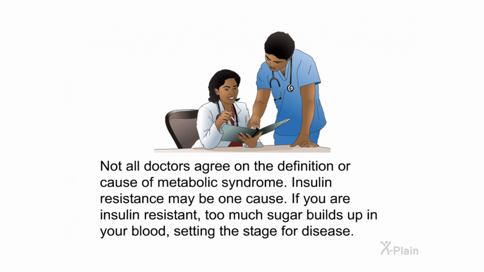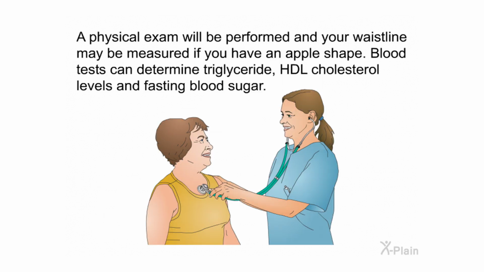Not all doctors agree on the definition or cause of metabolic syndrome. Insulin resistance may be one cause. If you are insulin resistant, too much sugar builds up in your blood, setting the stage for disease. A physical exam will be performed and your waistline may be measured if you have an apple shape. Blood tests can determine triglyceride, HDL cholesterol levels, and fasting blood sugar.